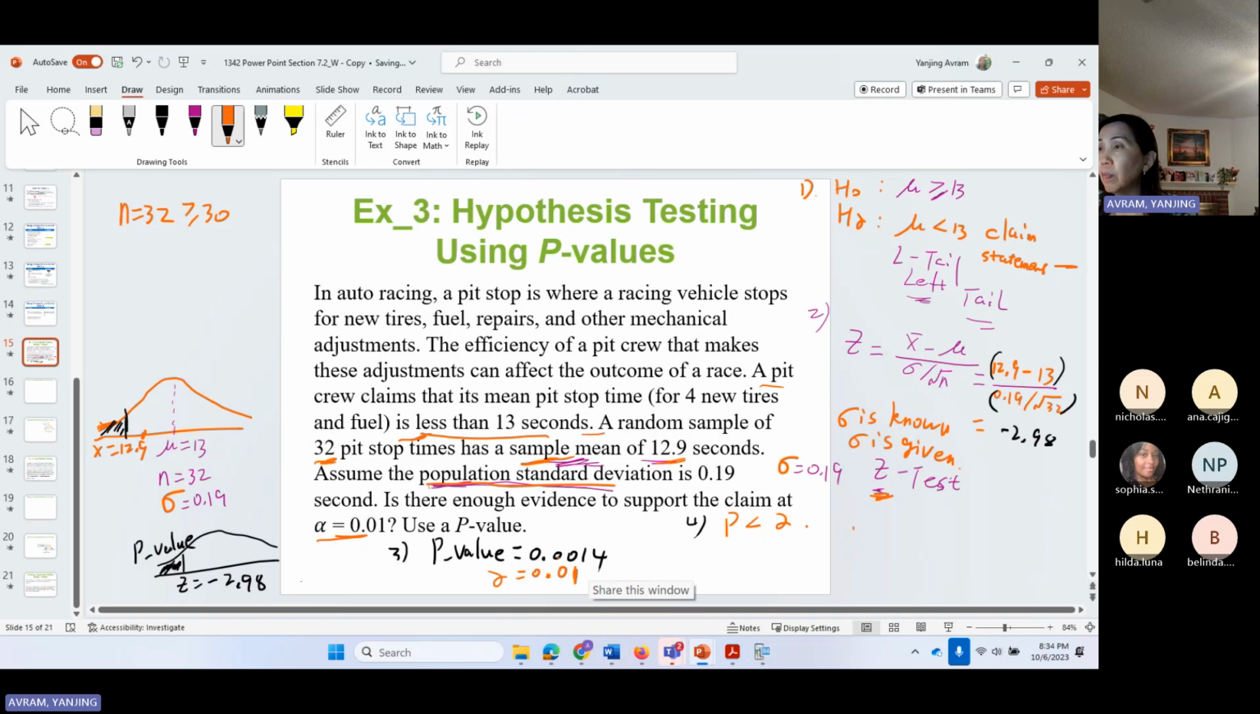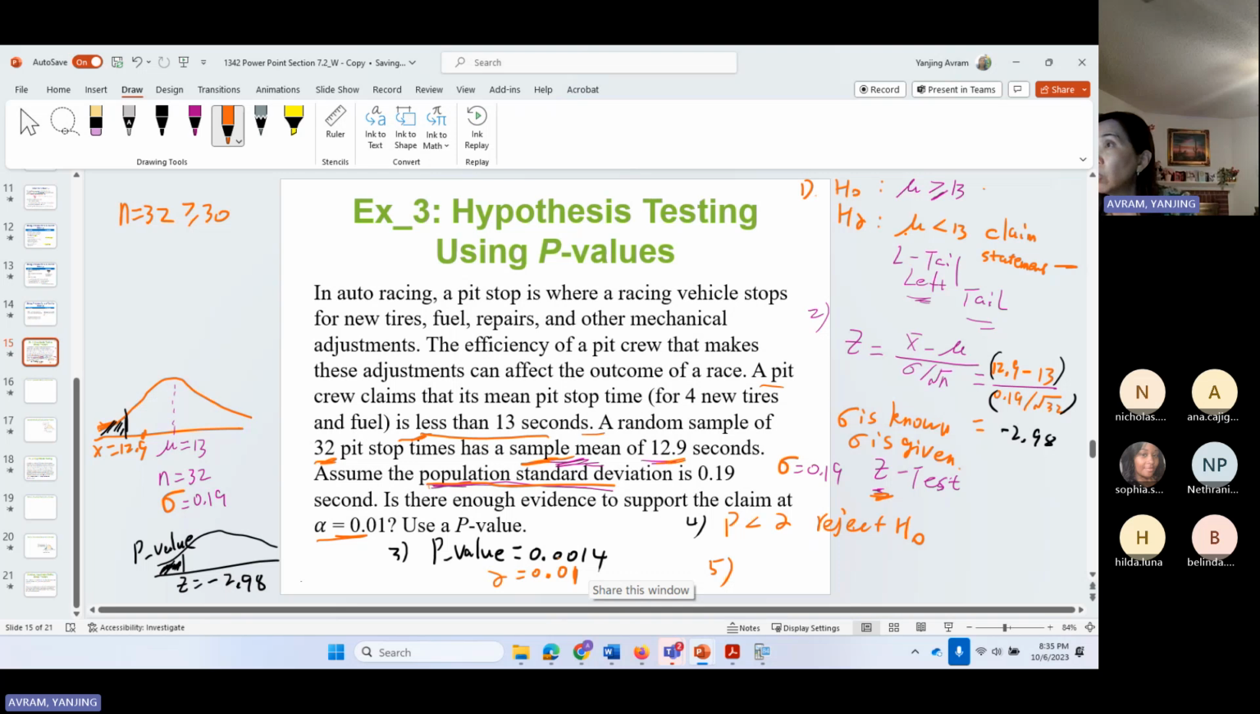So when p is less than alpha, what is the decision? Reject or do not reject the null hypothesis? This will be reject the null hypothesis. When p is less than alpha, reject the null hypothesis. Since we reject this null, that means this null is incorrect. Why do you reject it? Because it's incorrect, so the alternative one will be correct.